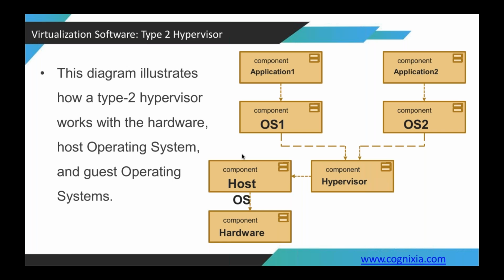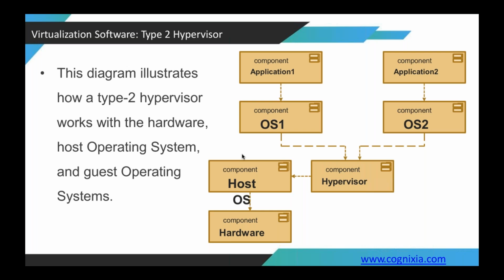Although you are running Windows, you can install the hypervisor which is available for your operating system, that is Windows. Once you have installed the hypervisor, you can install any operating system over it. So you can install Linux, you can install Windows, you can install Mac. So you can install anything over that hypervisor, and then create the virtual machines.